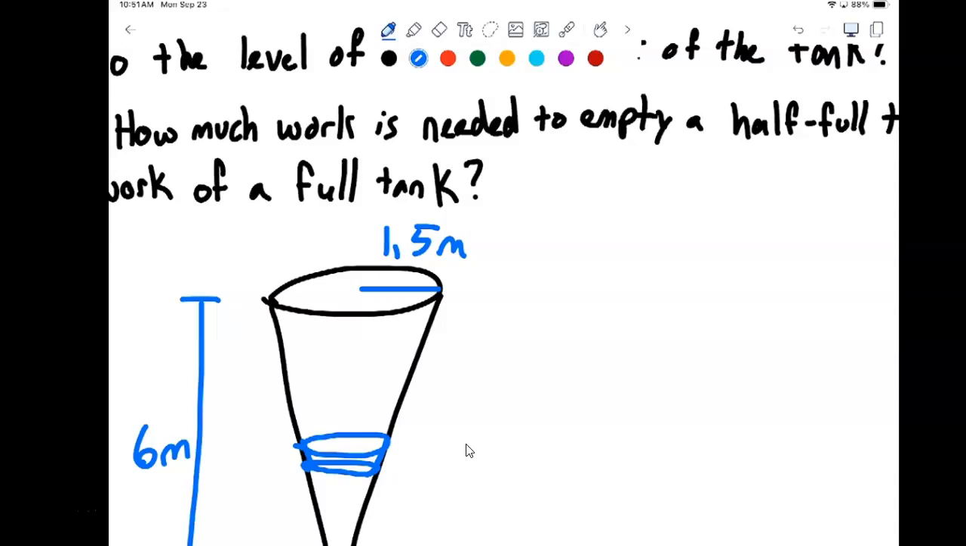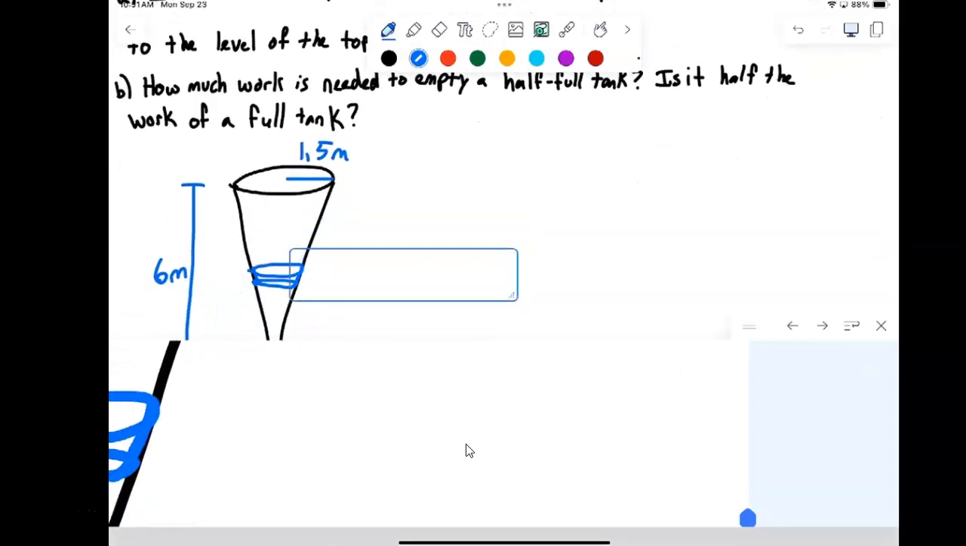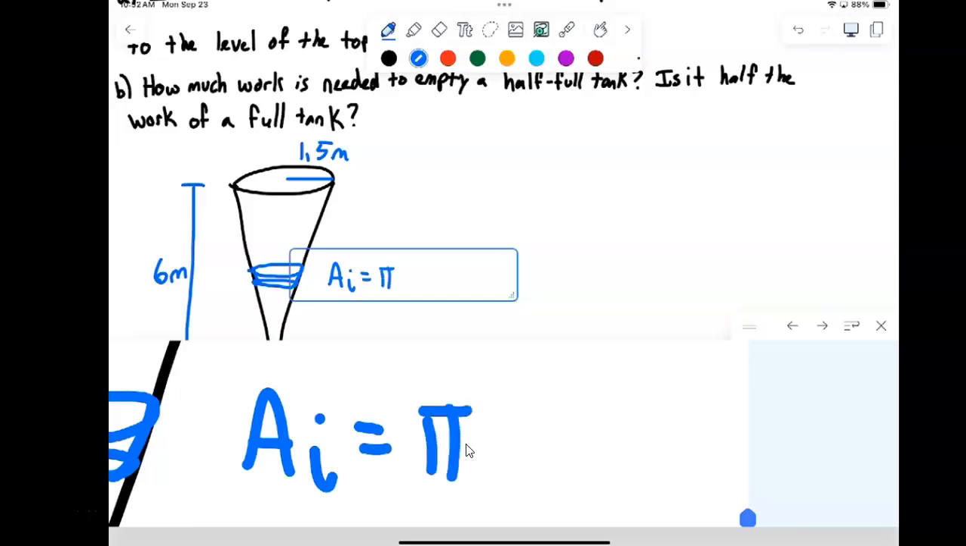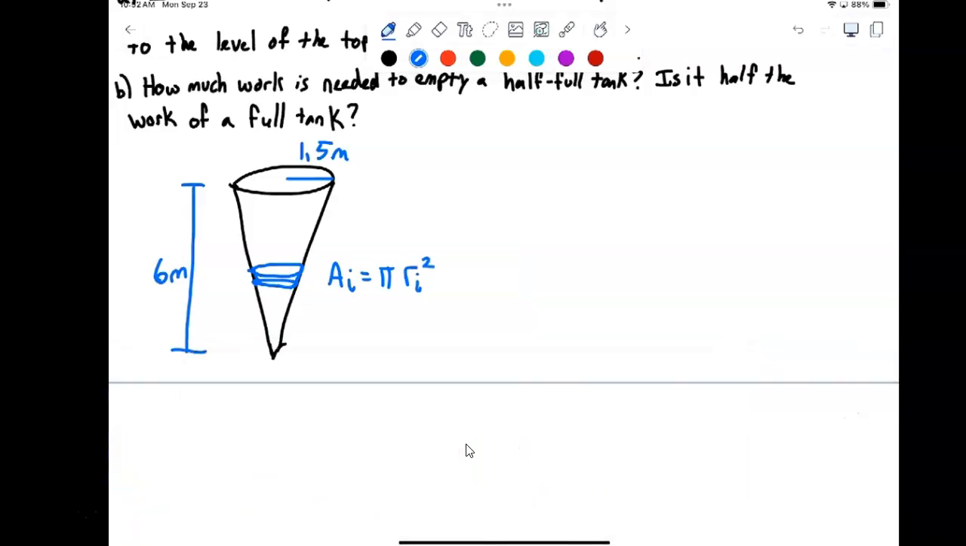So to do that, we need to figure out, okay, what's the area of the cross section? And we very quickly realize that the cross section here, as we come across, is a circle. And we know that the area of a circle is just pi r squared. So the area for that subinterval, we can say, is pi times the radius for that subinterval squared.